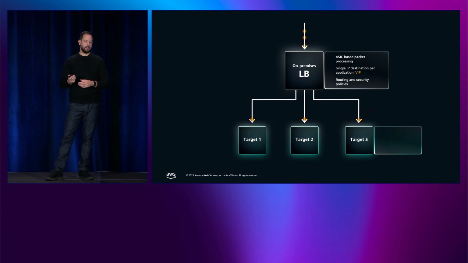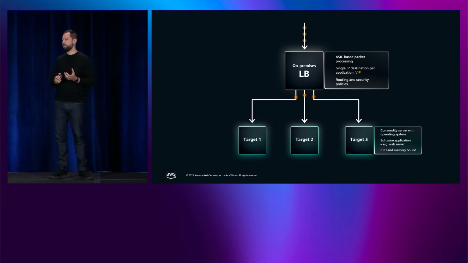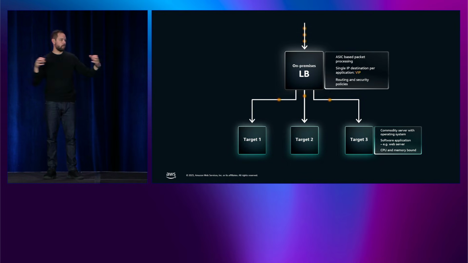Now, the reason why you need this appliance in front of targets, the targets are typically just commodity servers running a typical operating system like Linux or something similar, generally running some kind of application like HAProxy or something similar, or Apache, and they're typically CPU and memory bound. So there's only a certain amount of CPU and memory you can fit inside that target, right? So you need to spread load across those many targets. And we'll talk about how that looks in AWS.